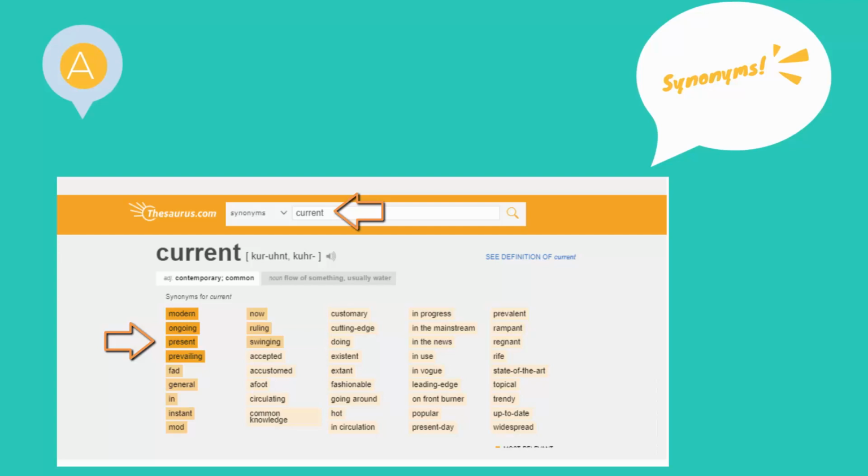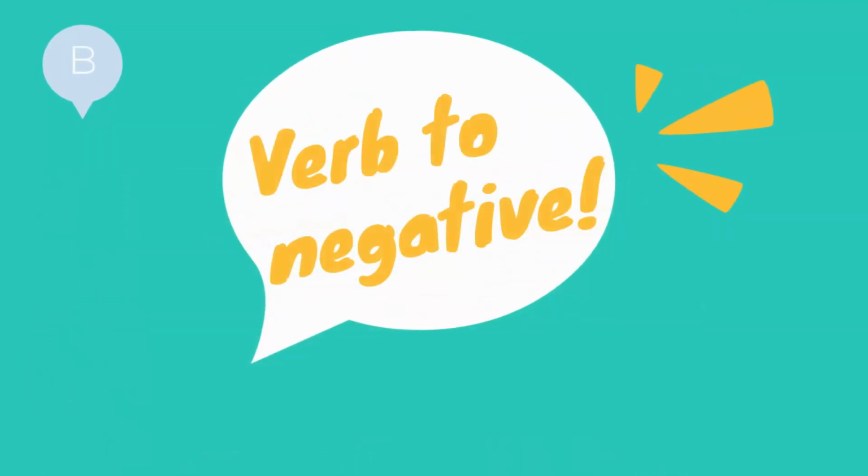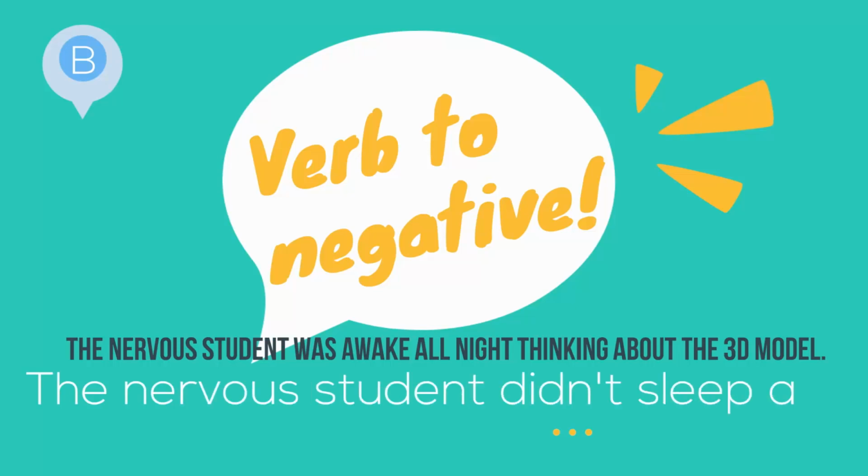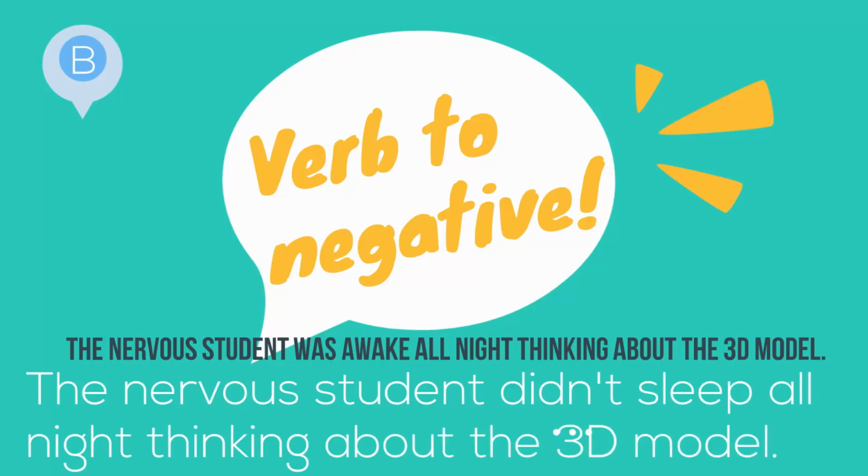We can also change the verb to negative. For example, you can say, the nervous student was awake all night thinking about the 3D model. You can change this verb to the negative and say, the nervous student didn't sleep all night thinking about the 3D model. So as you can see, we change the verb awake for sleep and add the negative.